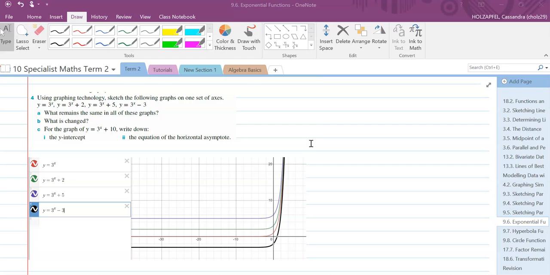So what remains the same in all of these graphs? Literally, they are the exact same graph. The only difference is that they've been translated up and down. I'm sure you probably picked that because we had a look at some different transformations in our last video. So this addition of the constant on the end is going to shift our graph up or down. What has changed? Well, let's talk about a few features of each of these graphs.